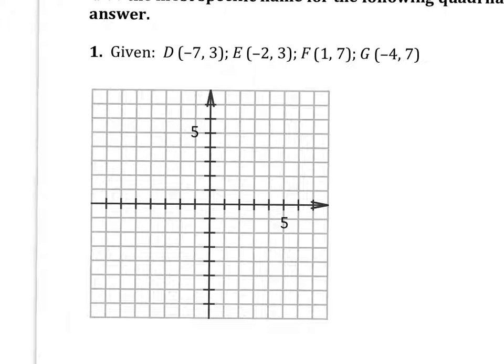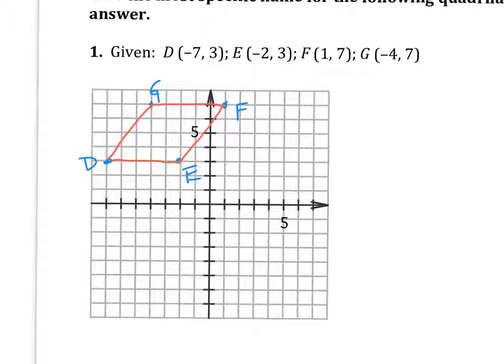So if we start with D at -7, +3, you got your D. Okay, E at -2, 3. And then just keep going around. +1, -4. G. All right, when you do go to connect your sides, remember go alphabetically. So D to E, E to F, F to G, and then D to G.